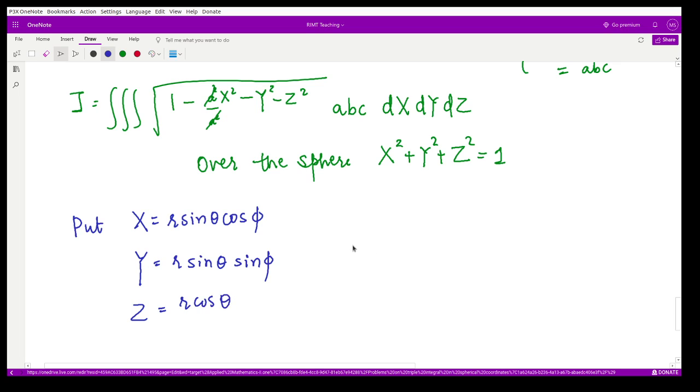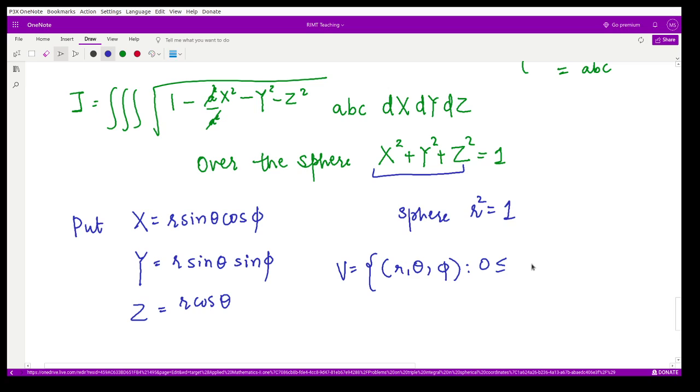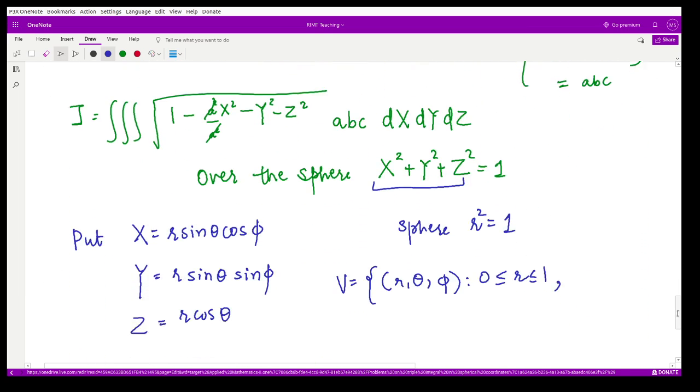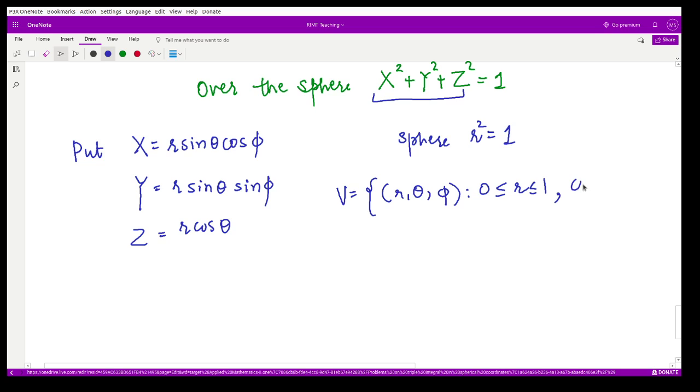And your limits would be, because your sphere is this one, so that means your r square is going to be equal to 1. So from here you could obtain this limits, the region in terms of r, theta and phi. What would be this region? Here you will have the limits of r between 0 to 1, and because in the question you are not given exactly in which quadrant you are, so you will take the limits of theta and phi exactly the same which is present for whole of the sphere.